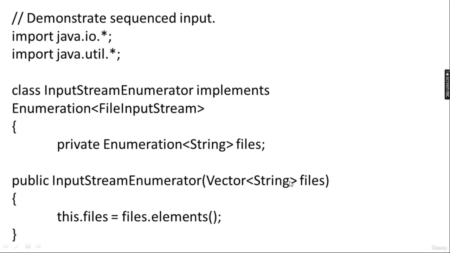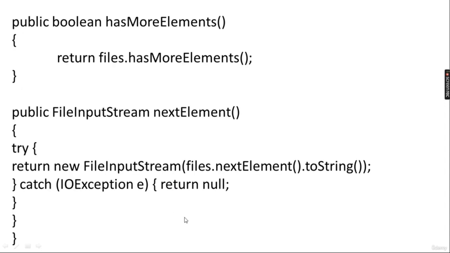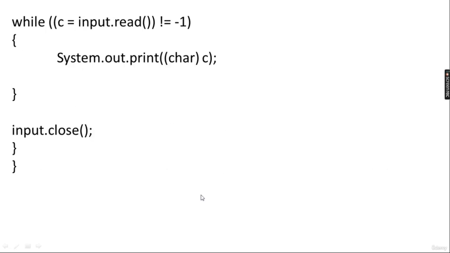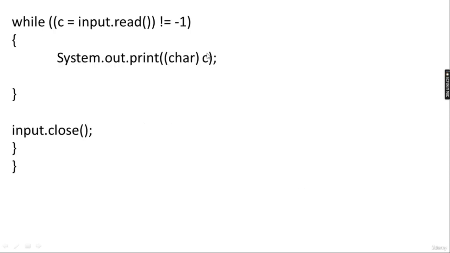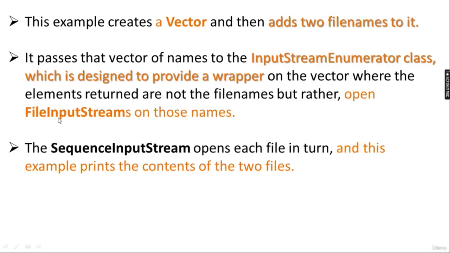This is the constructor, so that it will be initialized to two files. Then we will try hasMoreElements and nextElement. The input stream is a new SequenceInputStream(e). While c = input.read() is not equal to -1, we are printing the character, casting c to char, and then input.close().